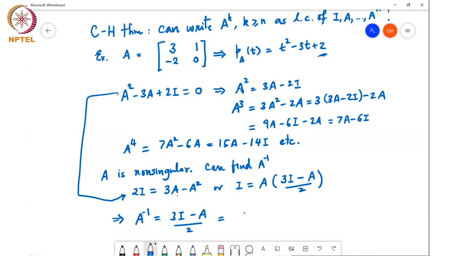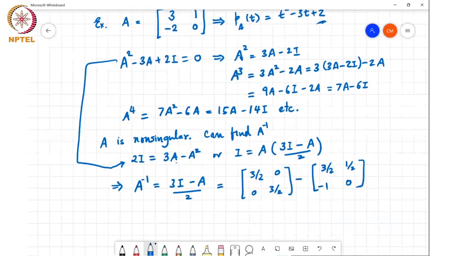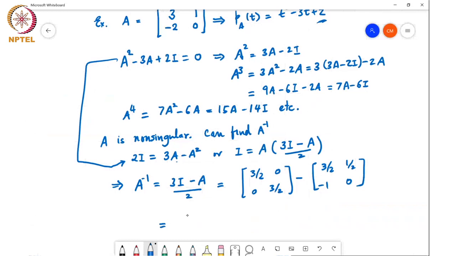Which I can write as 3I is 3 over 2, 0, 0, 3 over 2, minus A over 2 is 3 over 2, 1 over 2, minus 1, 0. So then that gives me A inverse is equal to 0, minus half, 1, and 3 over 2.